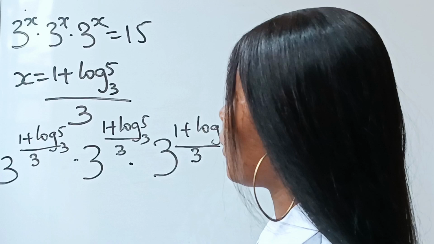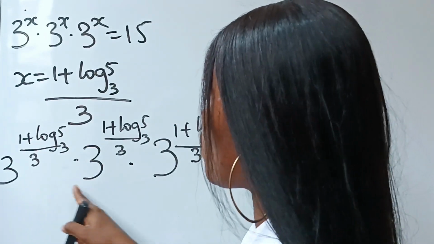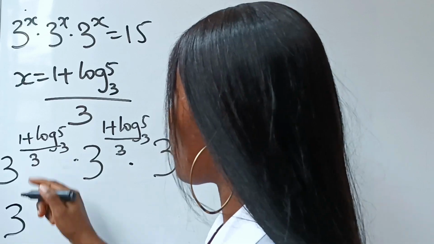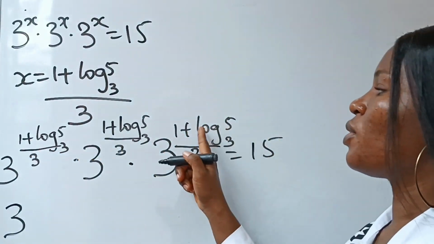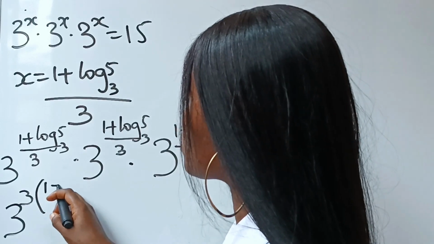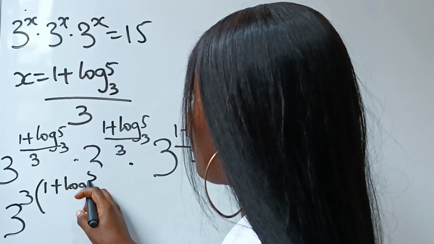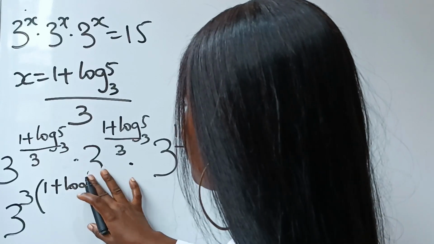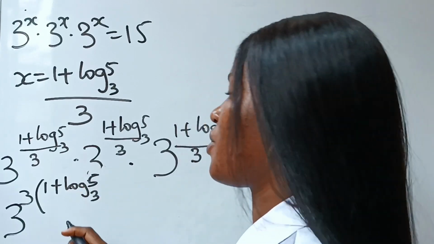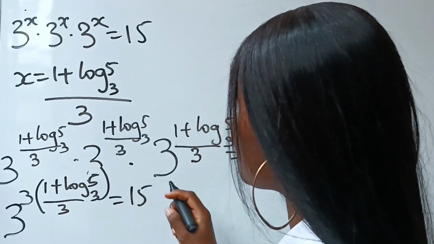Now, we have 3 of this and we have the same base. So we are going to pick one base and we are going to add. When you add the whole of this to this to this, it's going to be 3 multiplied by what? 1 plus log 5 base 3, divided by 3, is equal to 15.